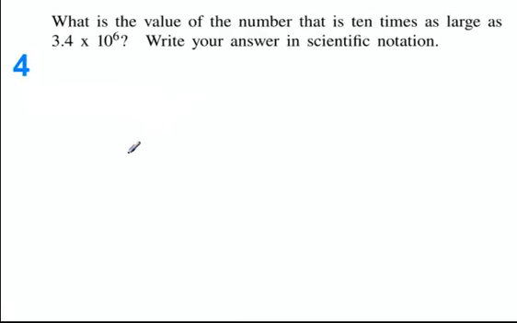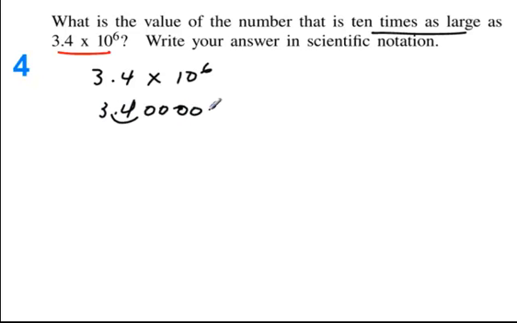Number 4, what is the value of the number that is 10 times as large as this? Write your answer in scientific notation. So there's 2 ways to do this. 1, simply take this number, put it into standard form, and then make it 10 times larger. So multiply by 10. So that would be 3.4. I go over 1, so I have 5 more zeros. Okay, so that's going to be 3,400,000. And then 10 times as large would be multiplying by 10.